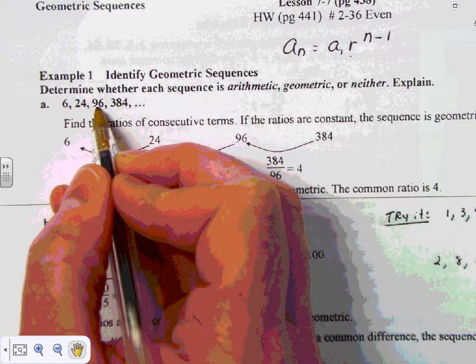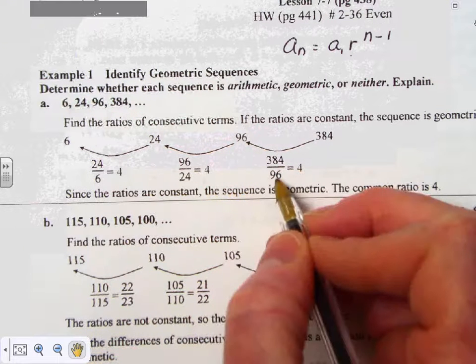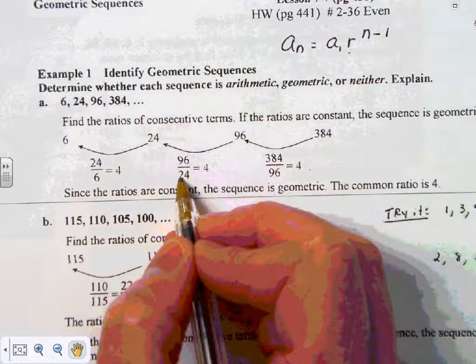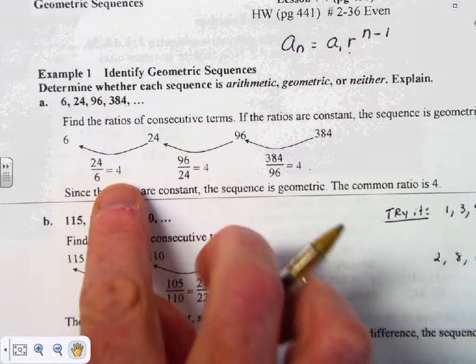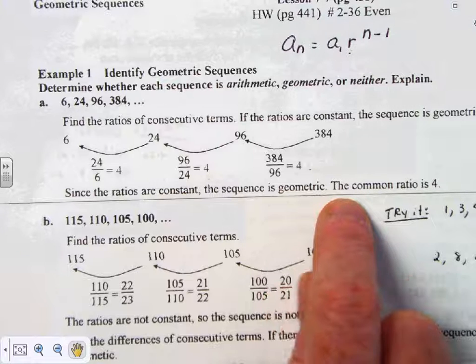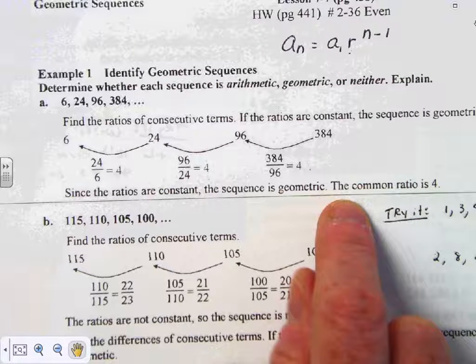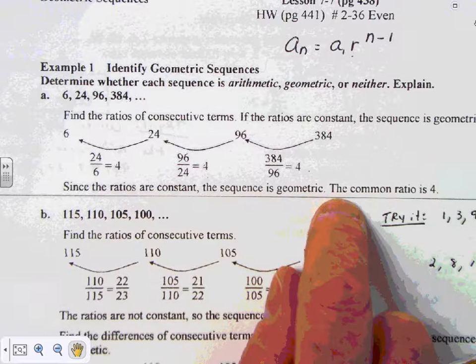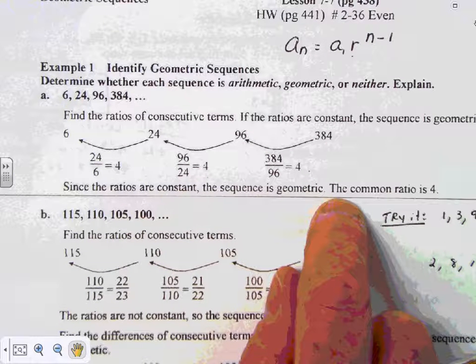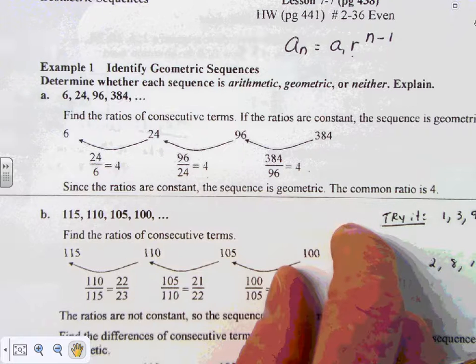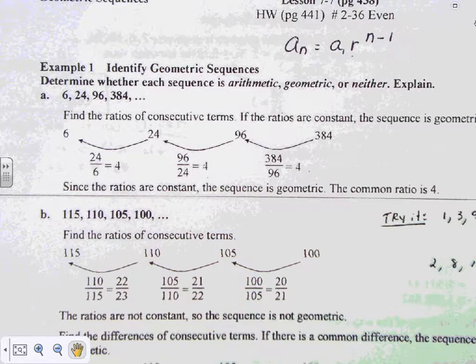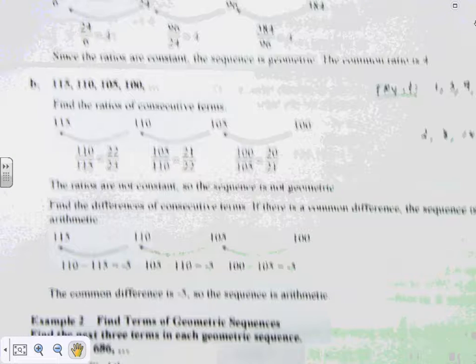So 384 divided by the 96 gives you an answer. 96 divided by the 24 gives you an answer. If this answer is consistent, it is a geometric pattern, and we say the ratio is 4. In other words, what are they multiplying by each time? They're multiplying by a 4 each time. Does that make sense? Okay. Now let's look at the next example to see if there is a ratio on this one.